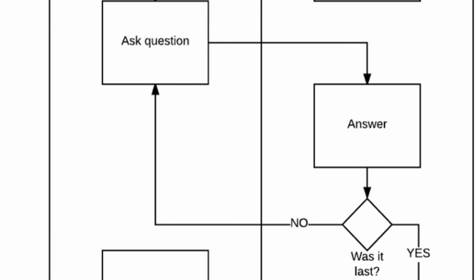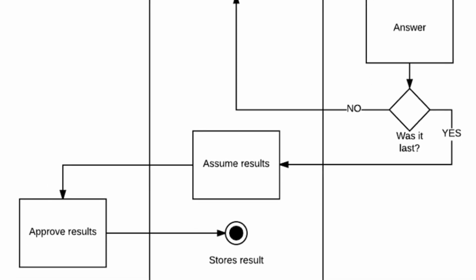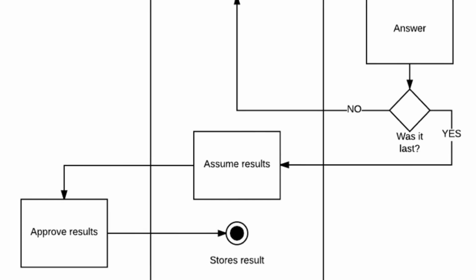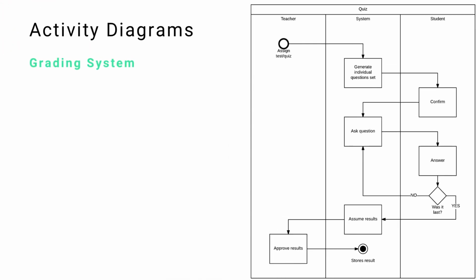Once we get to the point where it was the last question, it's going to switch to yes, and it's going to follow the other action flow. It goes down to assume the results, then gets redirected to the teacher. They are going to approve it, and then lastly, it has its endpoint where it stores the result, and that is the full activity for a quiz in this system.